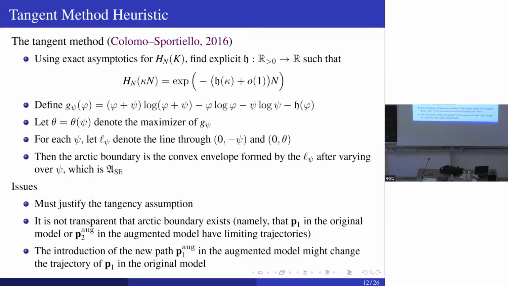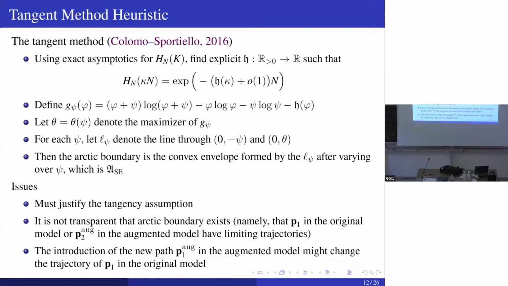Okay, so in terms of making this rigorous, there are a few things that one has to be somewhat careful about. The first is justifying the tangency assumption. But maybe even worse than that, the tangency assumption assumes that this brown curve is tangent to the Arctic boundary, but a priori it's not even clear that the Arctic boundary exists, namely that this curve has a limiting trajectory at all.